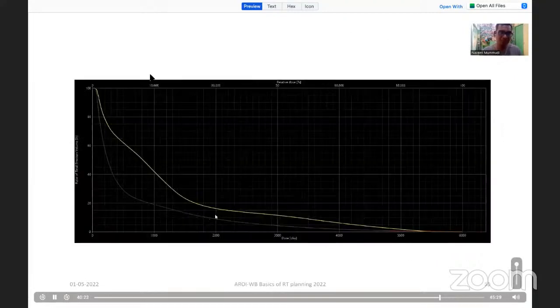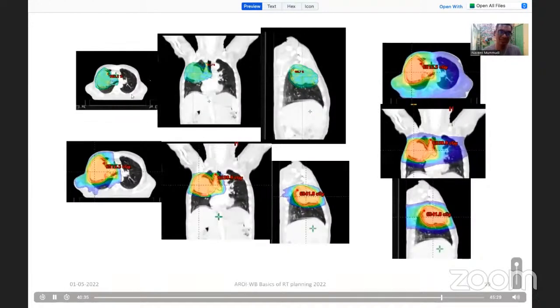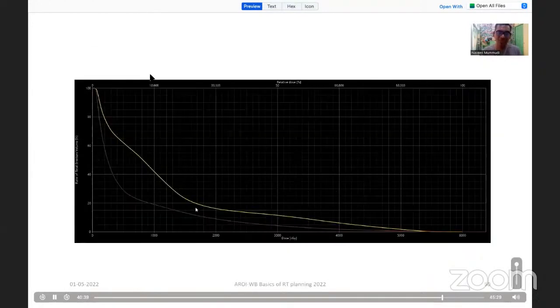This is how the DVH of this patient looked. As you can see, the yellow one is the lung. The V20 is much less, less than 20%, and the mean lung dose is also less, about 12 to 13 Gray in this patient. And since the patient had a right-sided tumor, the heart could be spared entirely. So the heart dose is significantly less in this patient.